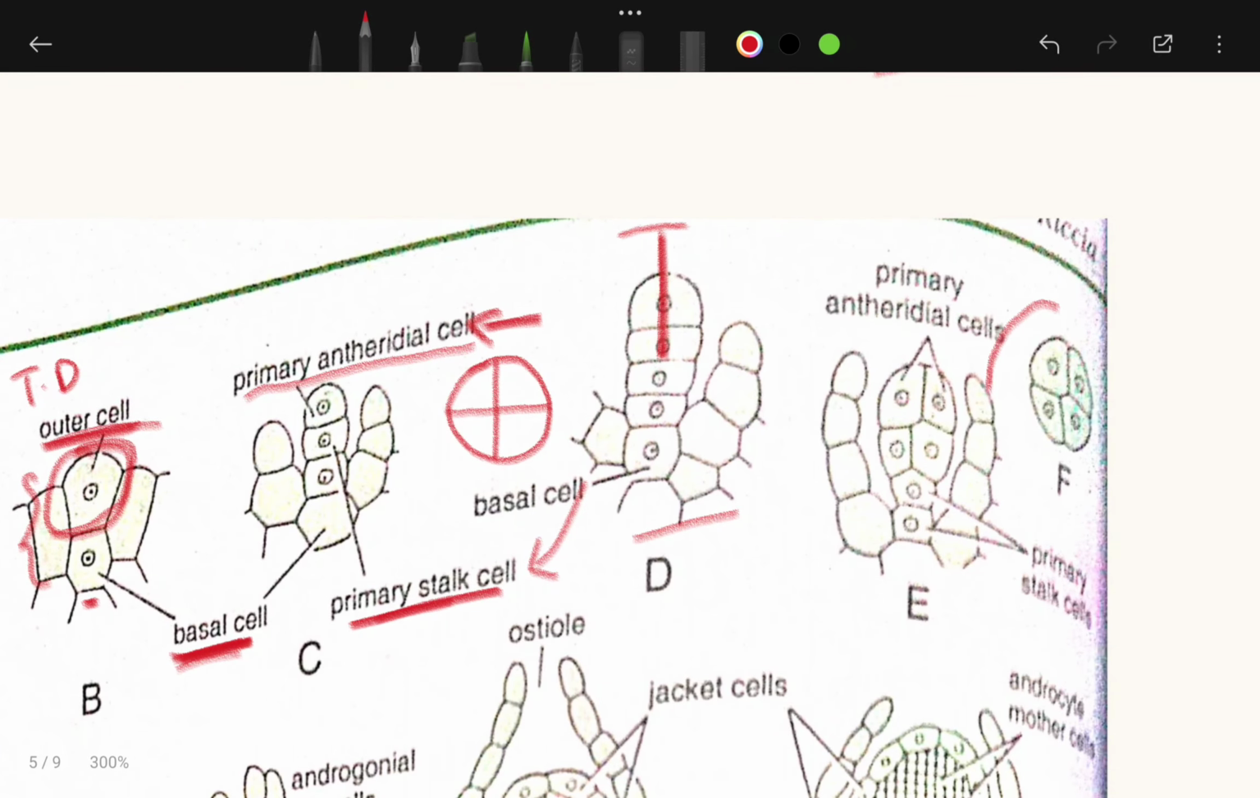So this is how the cell will look like. This is how the division will look like from above. The first division here, and then the second division here, right? So this will give rise to 8 primary antheridial cells: 4 at the front, 1 2 3 4, and then 4 at the back. And these two lower cells are the primary stalk cells. This will give rise to the stalk.